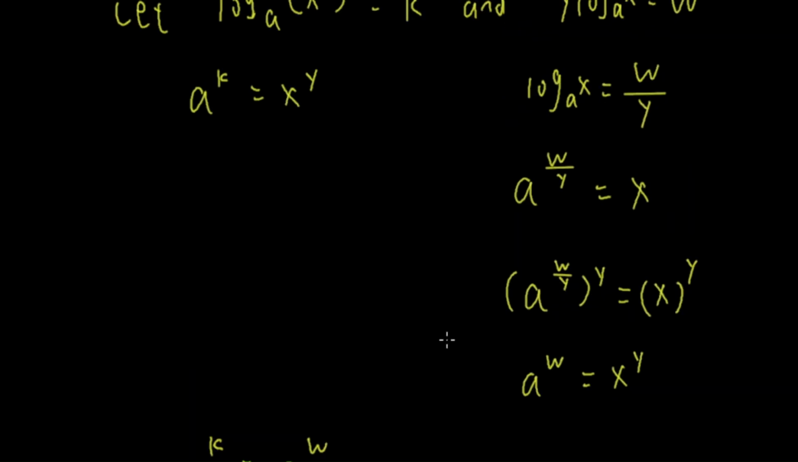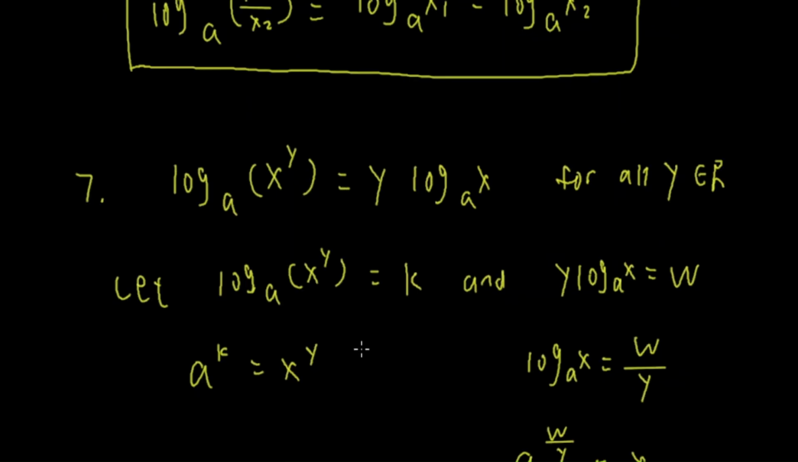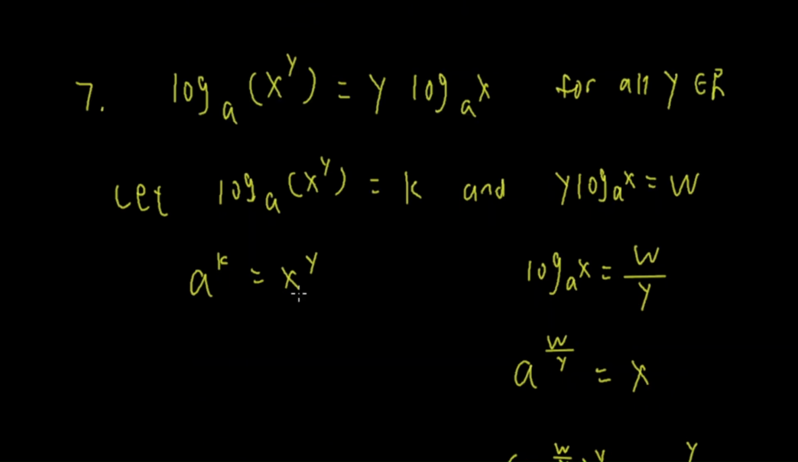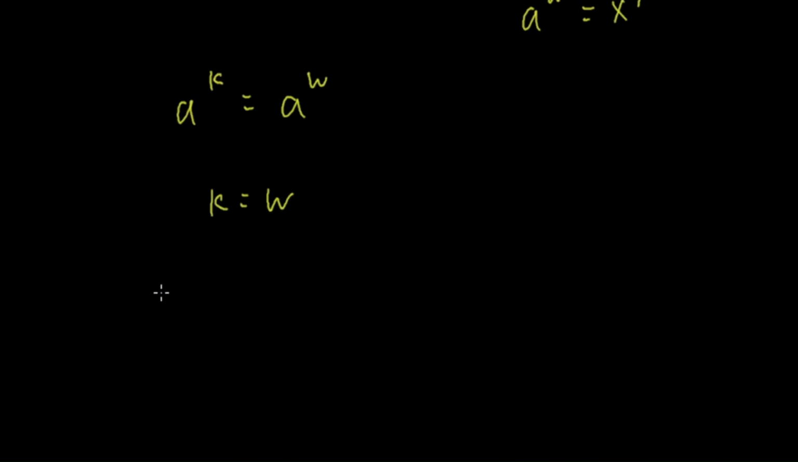And what did we say k is equal to and w is equal to? Well, k is equal to this side and w is equal to this side. So this proves this identity. So we can say that log x to the power of y to the base a is equal to y times log x to the base a.